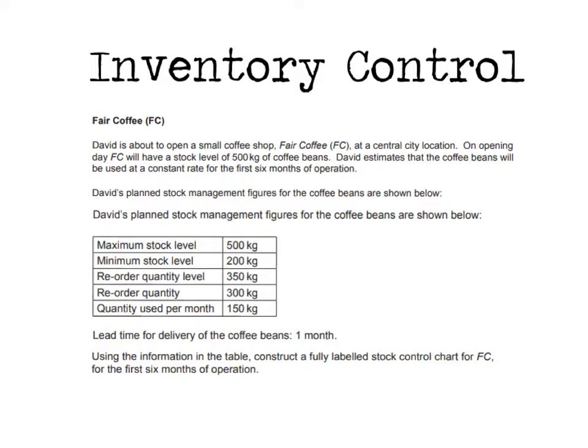So we can see that they've got the maximum stock level, minimum stock level, reorder quantity level, and the quantity used per month, and it also gives you a lead time for delivery of the coffee beans, which is approximately 1 month. So with all this information, we can create a stock control chart for this company.